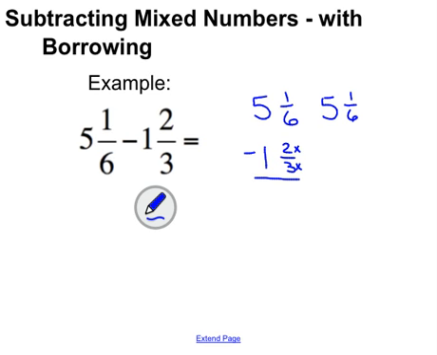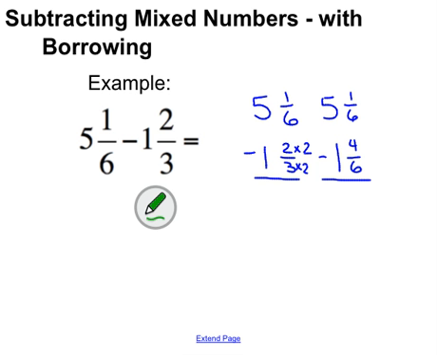On the second one, we're going to multiply by 2/2 for our fraction, and that will give us an equivalent fraction. And we'll have 1 4/6. Now here's where it gets a little bit tricky. I can't take this 1/6 and take away 4/6 from it. There's not enough there. So what you can do is borrow.